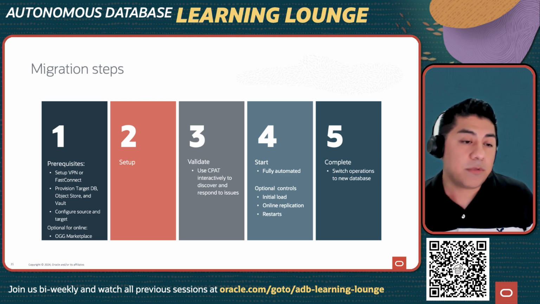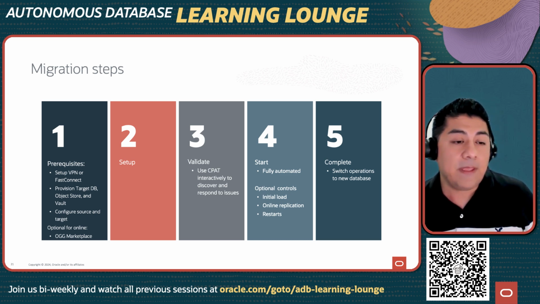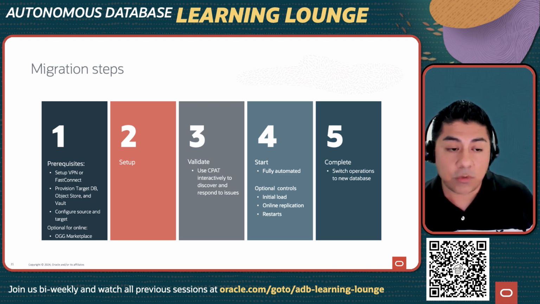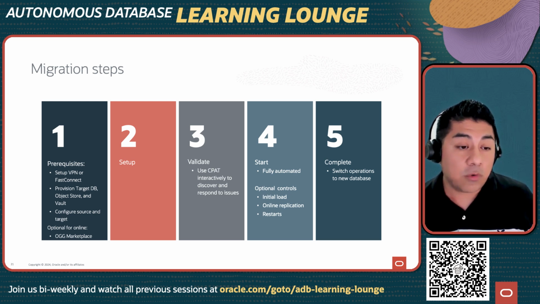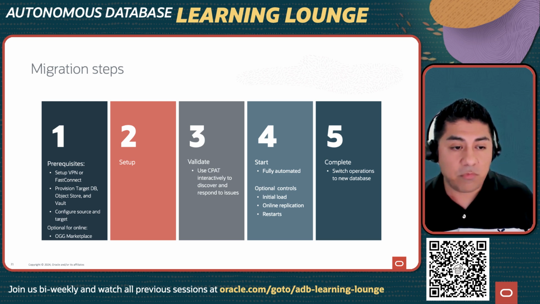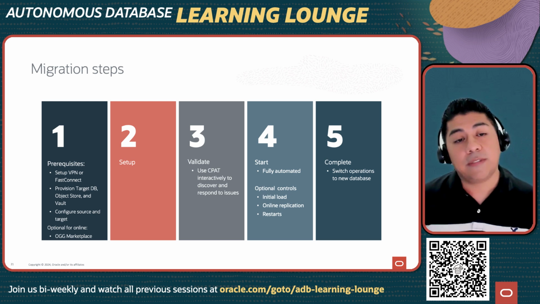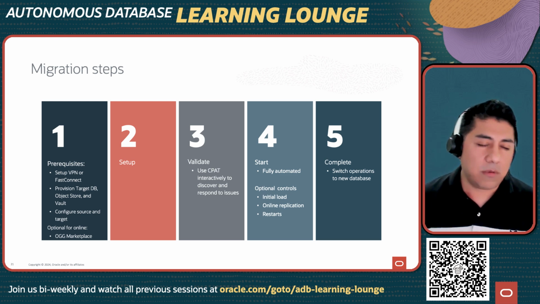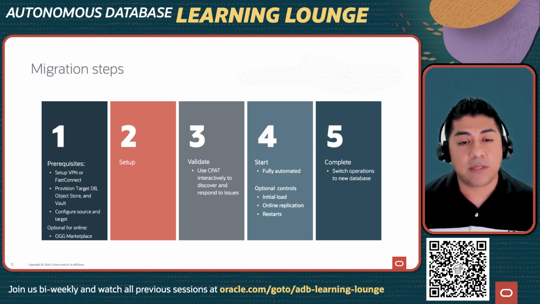And of course, we have some previous steps. We have some tools to help the user configure the source and the target. And for online migration, this is optional, but the user can also deploy their own GoldenGate marketplace image. The service has an option which is totally managed, but for specific use cases, this is also supported. Number two is you need to create connections on the service. And after that, you need to create the migration object, which is going to call out the connections that you created.